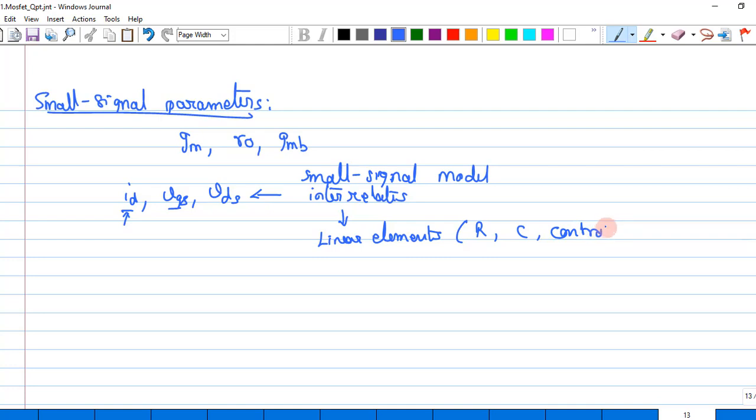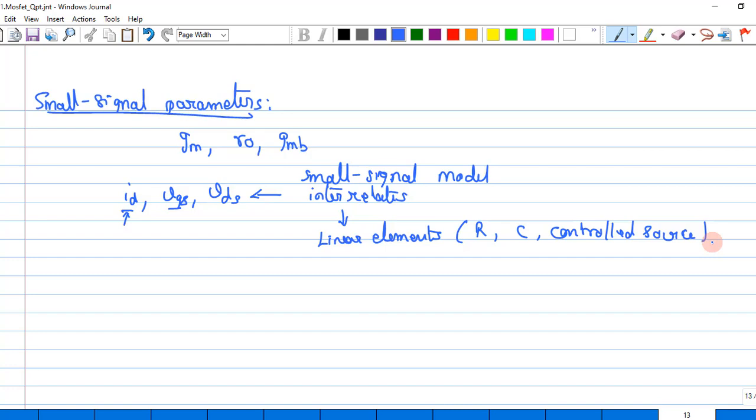Okay, so these are the elements we'll be using in order to build them. Okay, now let us try to actually get into the real meaning of small signal parameters.